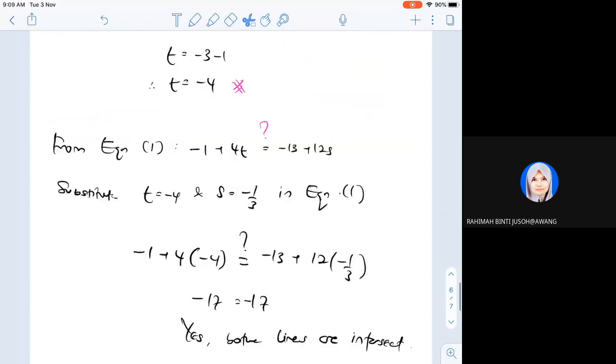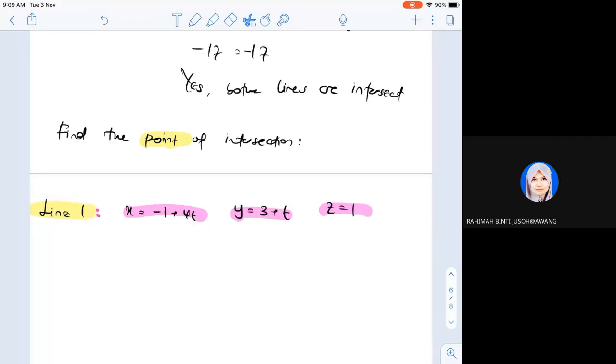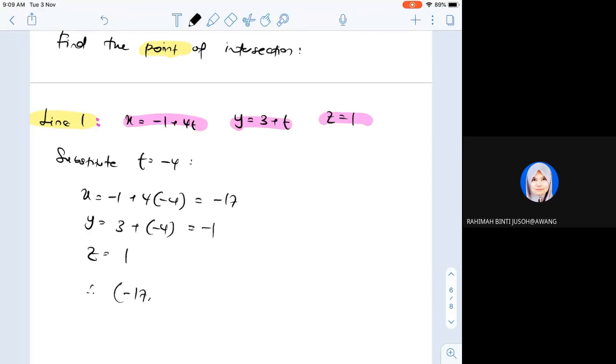Okay, saya ganti dekat first line. Okay, substitute t. Berapa tadi? T equals to negative 4. So x equals to negative 1 plus 4 times negative 4, we get negative 17. Y equals to 3 plus negative 4, so we get negative 1, and then z equals to 1. Therefore, the point of intersection is negative 17, negative 1, and 1.